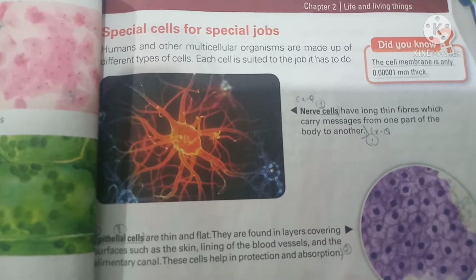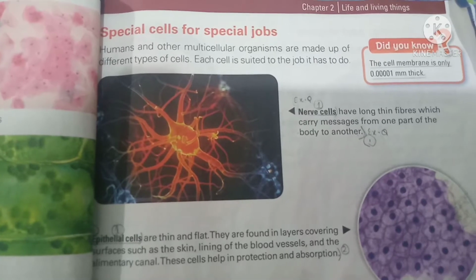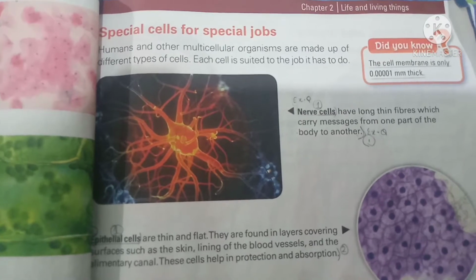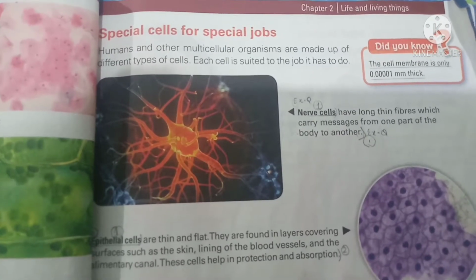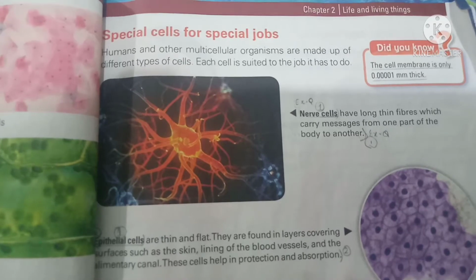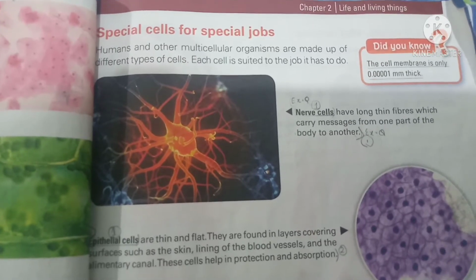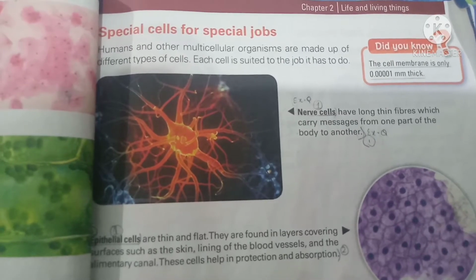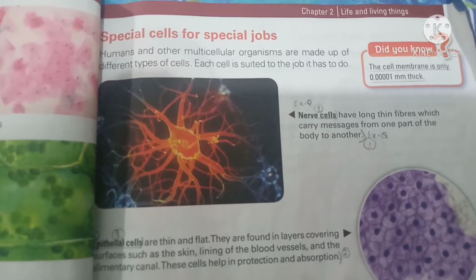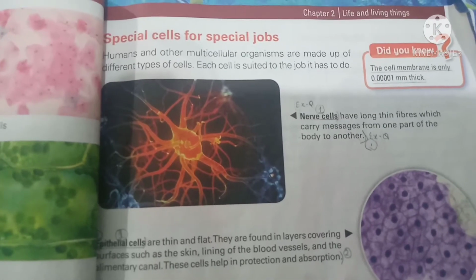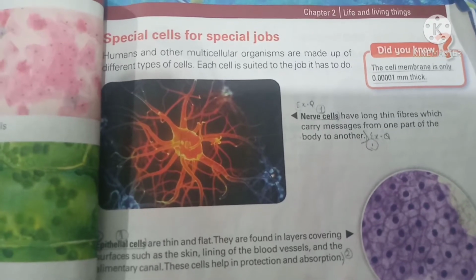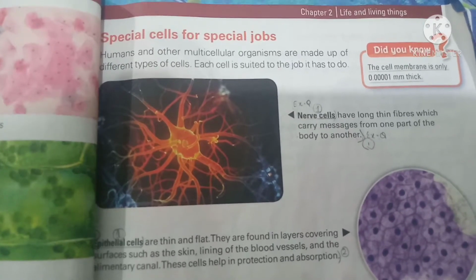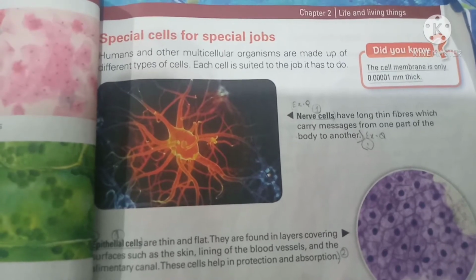Students, in the previous lecture we have learned about cells, that what are cells. So cell is the basic structural and functional unit of life. Cell is basically the one on which the whole life of an organism depends. So today's topic is special cells for special jobs. It means that every cell has its specific function that has to be performed in the body. Each specific function is carried out by a specific or special cell. So students, let's start the reading.